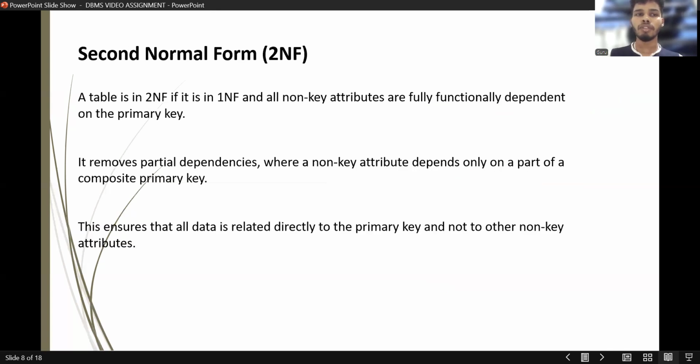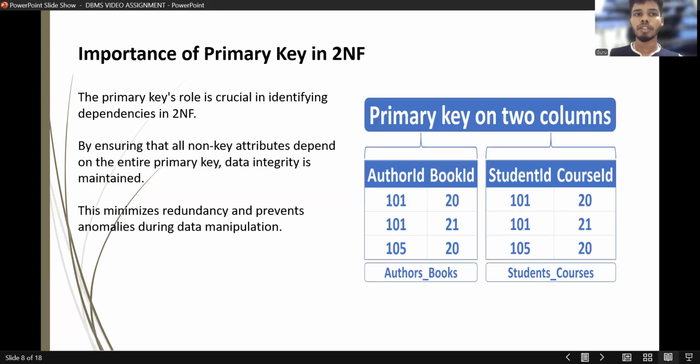Next, we'll look at 2NF. A table is in 2NF if it is in 1NF, meaning it follows the rules of 1NF, and all non-key attributes are fully functionally dependent on the primary key. It removes partial dependencies, where a non-key attribute depends on only part of a composite primary key. This ensures that all data is related directly to the primary key and not to other non-key attributes.